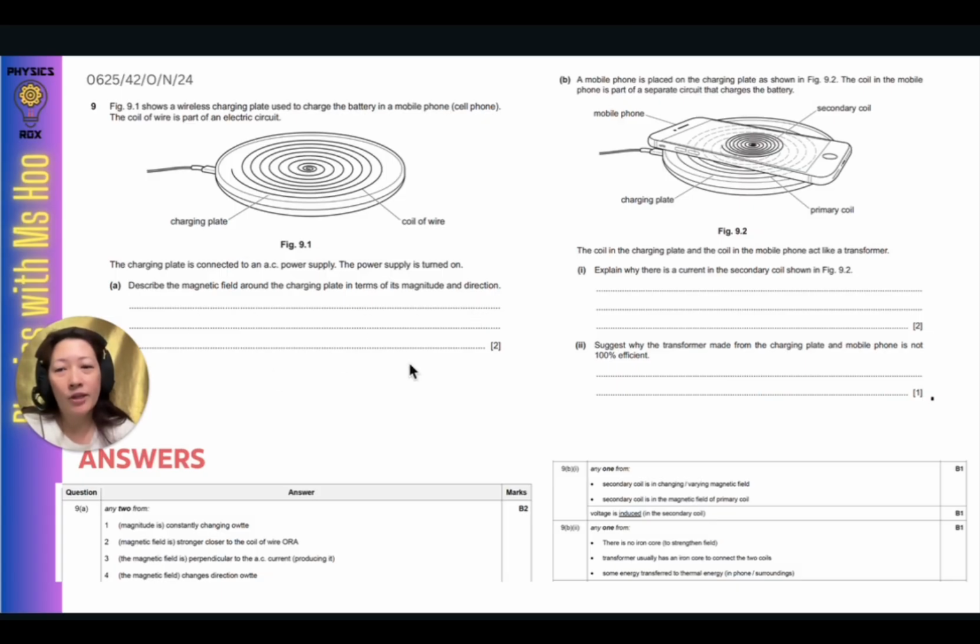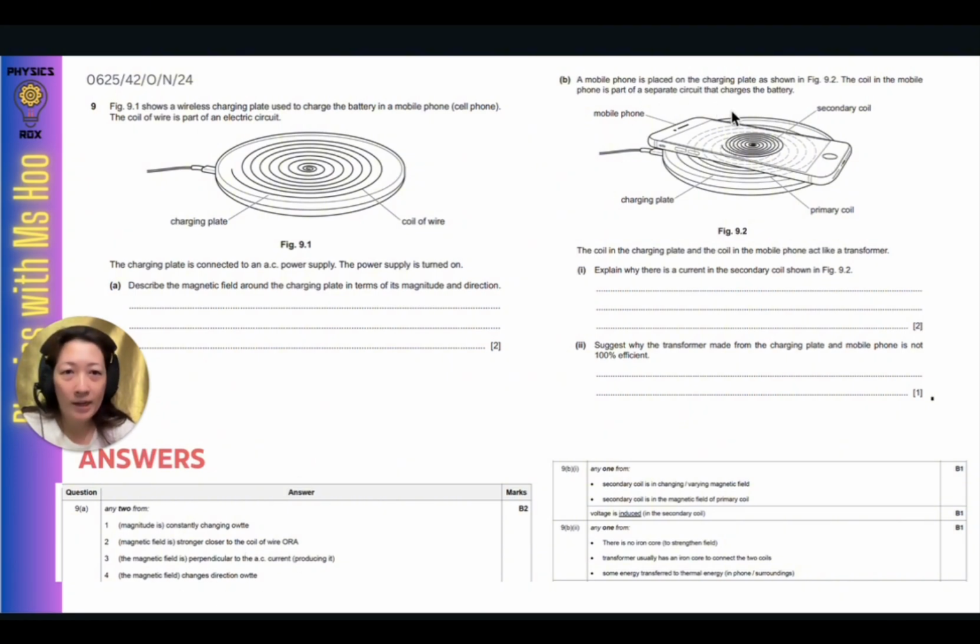So this part of the question is not yet about transformers. It's just generally about how electromagnetic fields are formed. So because you have an AC power supply, alternating current has changing magnitude and changing direction, which is why the magnetic field also has changing magnitude and changing direction, as you can see from the mark scheme here.